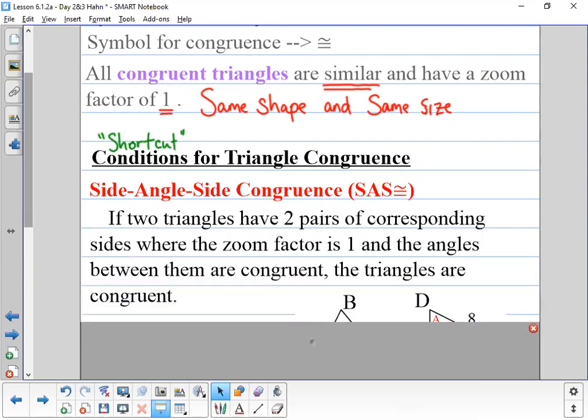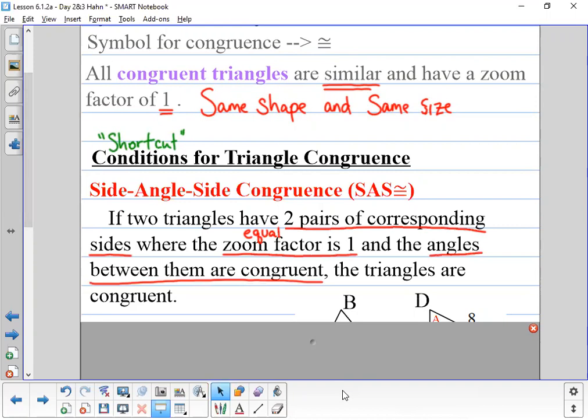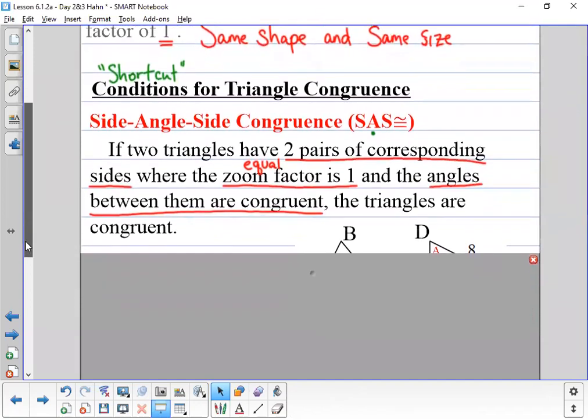If 2 triangles have 2 pairs of corresponding sides where the zoom factor is 1, so that means that the sides are equal, the pairs of sides are equal to each other, and the angles between them are congruent. So the angle has to be between the 2 sides. That's why the A is between the 2 S's in side angle side congruence or SAS congruence. Then we know the triangles are congruent.